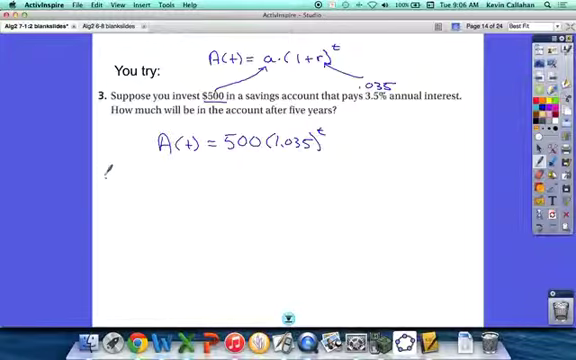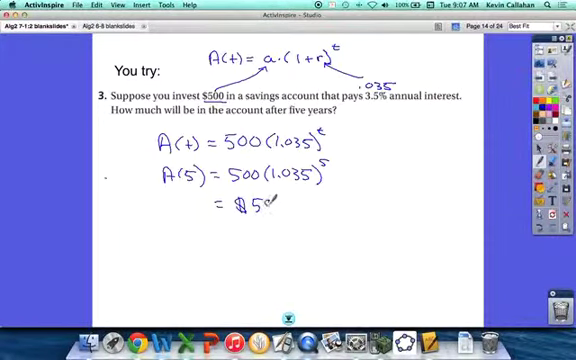Now you can use that to do any number of years, but they ask specifically for how much after 5 years. So what are they asking you to do with that? How do I find how much is there after 5 years? Sean? T is 5. A of 5 equals 500 times 1.035 to the 5. 593.84.